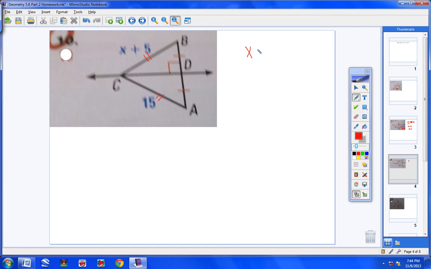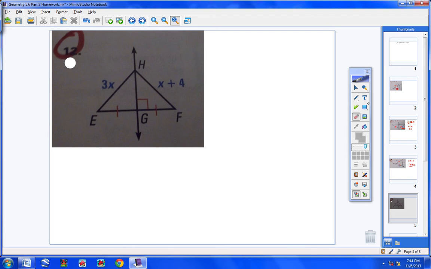So we know that x plus 5, the length of this line, has to equal the length of the other line here, which is 15. So bring your 5 over and make it negative, and when you do, 15 minus 5 is 10. In this problem here, they just want us to find x, and we have done that. X equals 10. So the answer is 10.